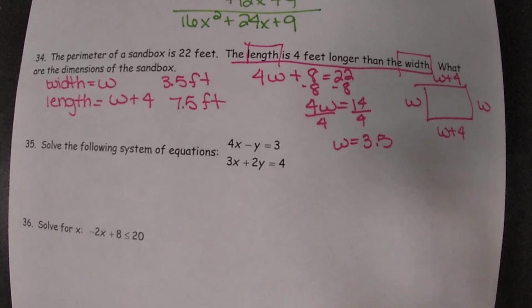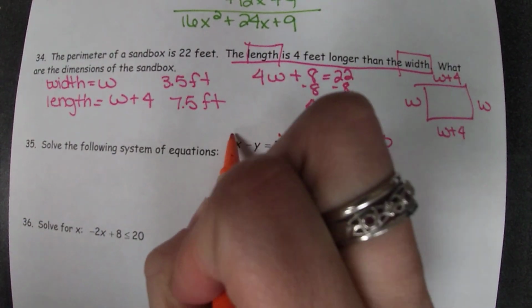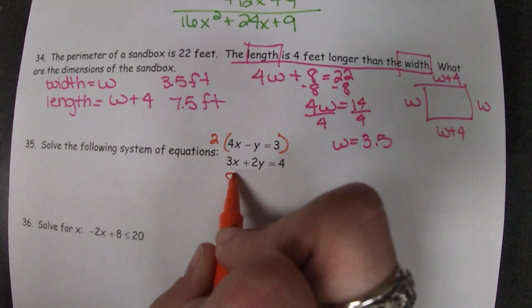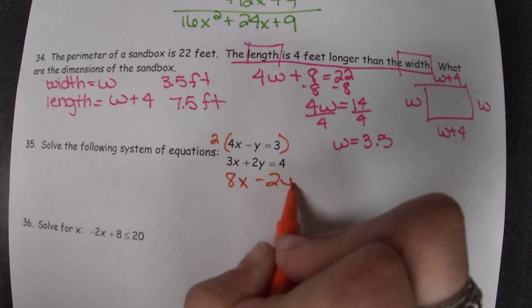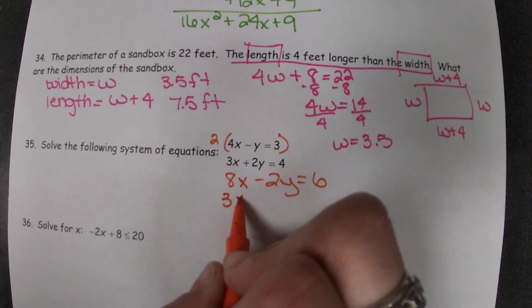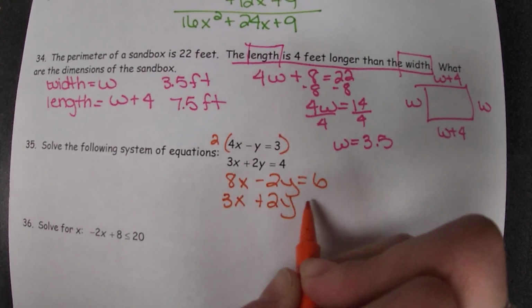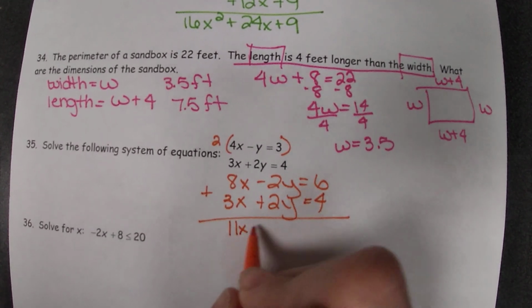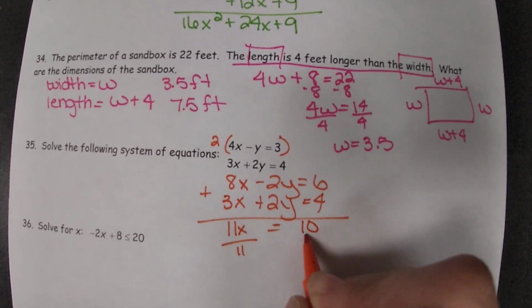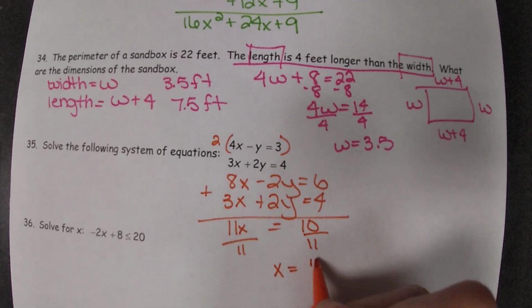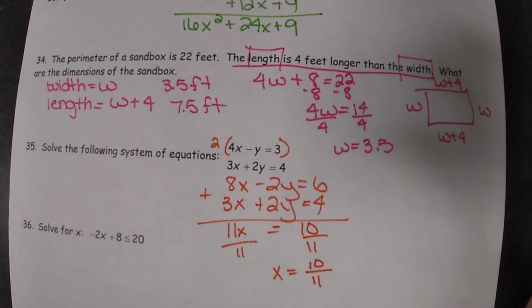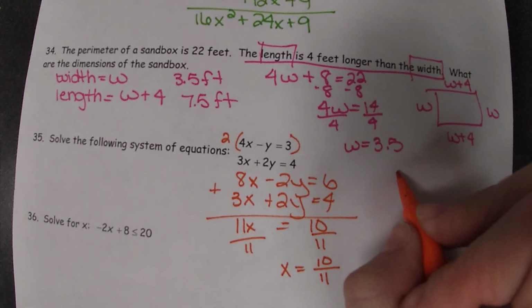Number 35, these are already stacked, so I might solve by elimination. I'll make those y's match. Right, the two things are matching coefficients and an opposite sign, and then we can add these. We can get fraction answers. Fractions are our friends too. We're gonna take that and plug it back in. Let's see, I think I'll plug it into the bottom one.